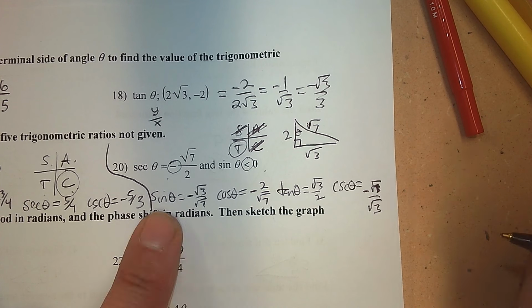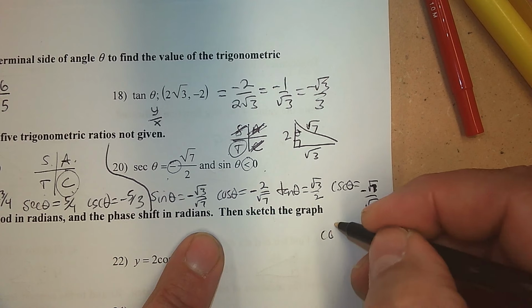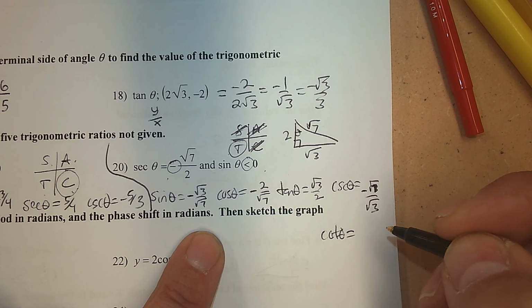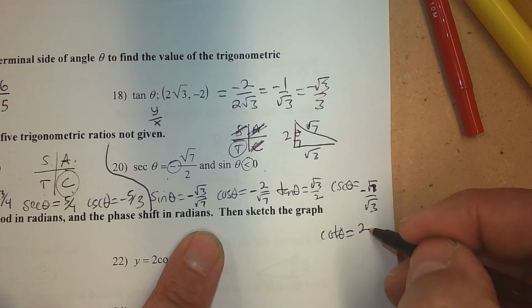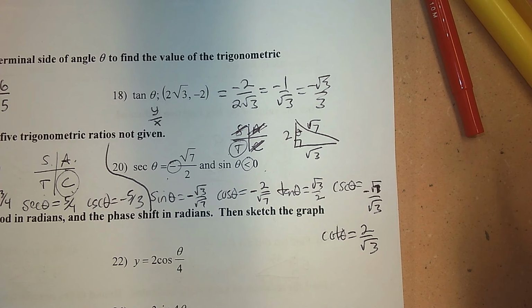And then the last one, did I get them all? 1, 2, 3, 4. Which one am I missing? Cotangent. So the cotangent then would be positive, and it would be 2 over root 3. Notice I'm not even worried about rationalizing right now. Just understand your ratios.